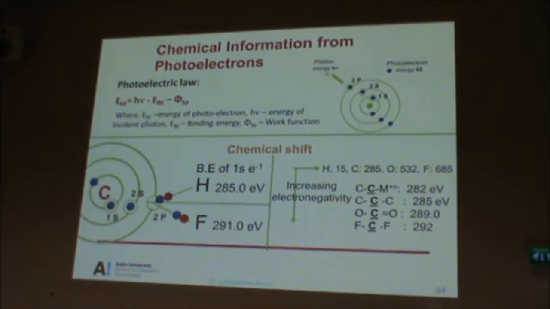And the same applies here. I'm talking about one specific chemical bond. It applies to elemental information as well. Now, hydrogen, the 1s of hydrogen has a binding energy of 15. And carbon has binding energy somewhere around 285.